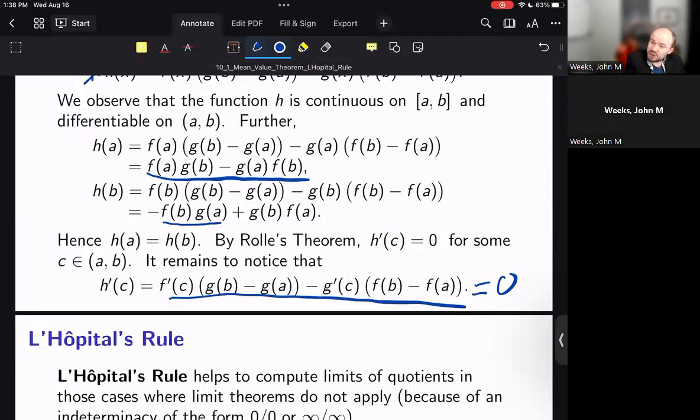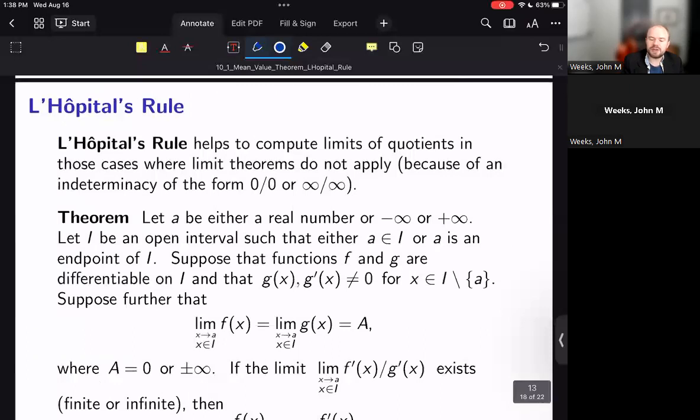So where that is useful is going to be in L'Hopital's rule, which is useful to compute limits of quotients in cases where most other limit theorems will not apply due to indeterminacy of the form that you're given. Something that's 0 over 0, infinity over infinity are the two forms that usually you see L'Hopital's rule given in.